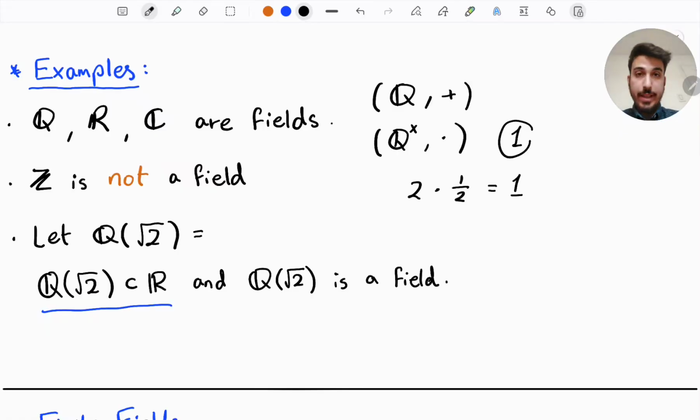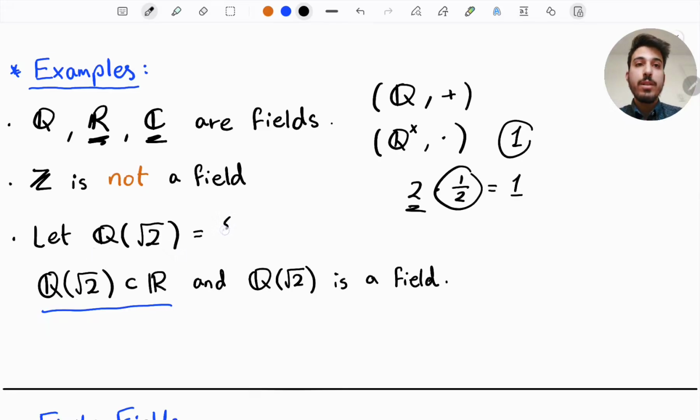This is not the case for Z. So Z, the integers: if we take the element 2 in Z, the multiplicative inverse of 2 does not exist. So there is no way for Z to be a field, even though Z is a group with addition. It is not a group with multiplication. You can verify yourself that the set of real numbers and the set of complex numbers are fields as an exercise. The last example of fields is Q adjoining the square root of 2.